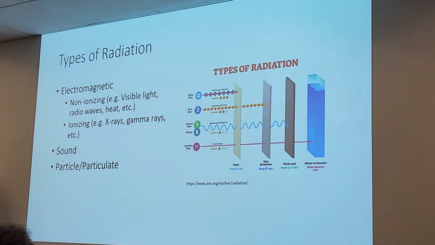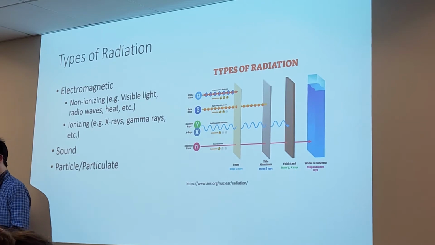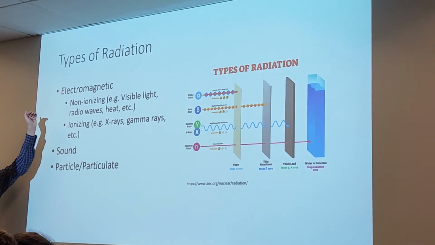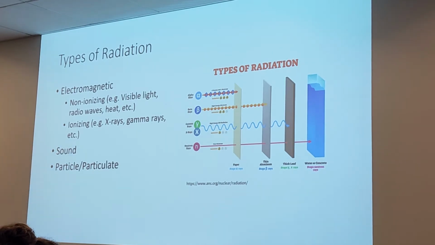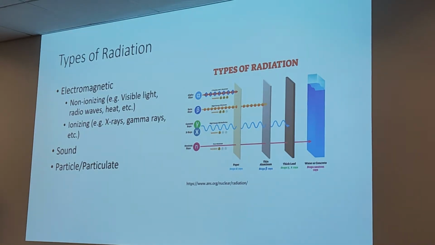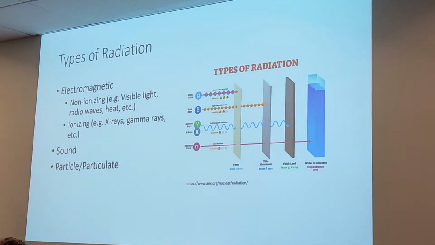But when we're dealing with X-rays, we are dealing with dangerous radiation. To separate them, we have non-ionizing and ionizing electromagnetic radiation. Non-ionizing is low energy radiation: light, radio waves, heat, infrared. Ionizing are the high energy types of radiation: X-rays and gamma rays. And like we said, you can have sound or particles as radiation as well.